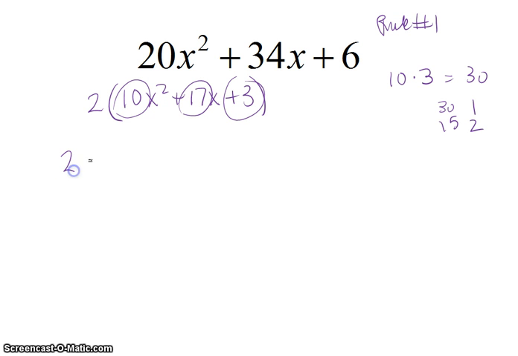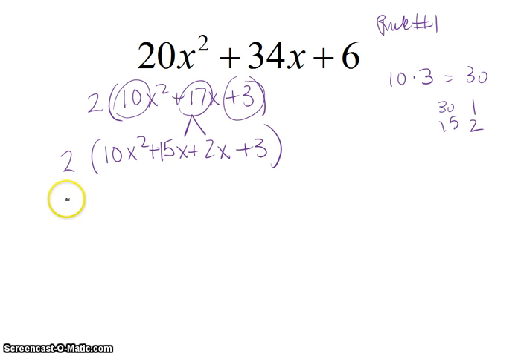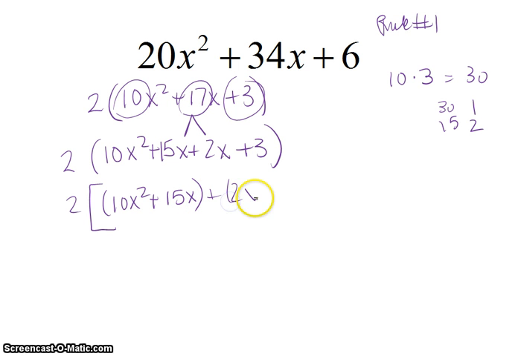So I'm going to leave my 2 out here. And here I'm going to rewrite this as 10x squared plus 15x plus 2x plus 3. And everybody agrees that that's just the same as writing 17x. I just divided it into 15x plus 2x. Now I'm going to group them, and I'm going to make this a bracket. So I'm going to do 10x squared plus 15x as my first grouping, and then 2x plus 3 as my second grouping. And I'm going to see if I can GCF factor those.